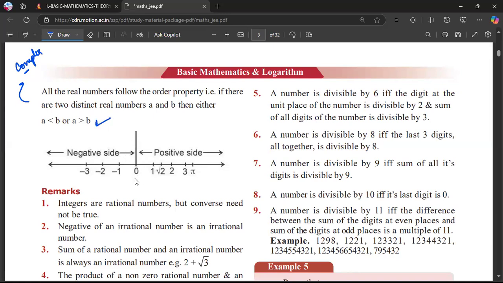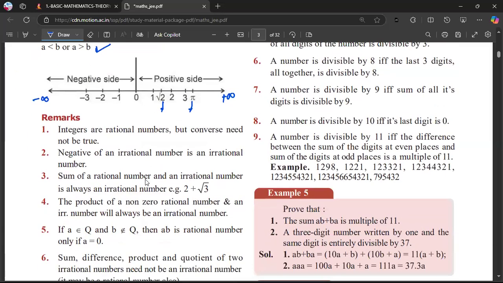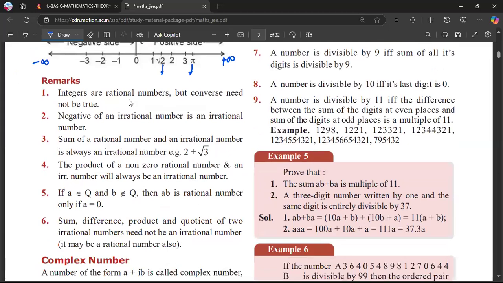So if we represent the number line, it has an origin 0 and it goes left to the negative side, minus infinity, and right to plus infinity, because numbers just don't end. Okay, root 2 is an irrational number, pi is also an irrational number, and they are represented on this number line of real numbers. Clear? Yes, sir.